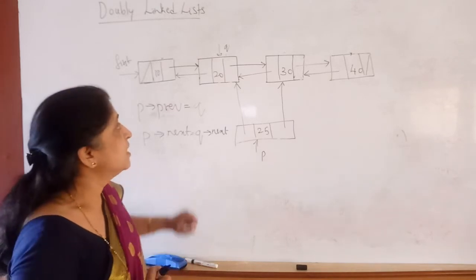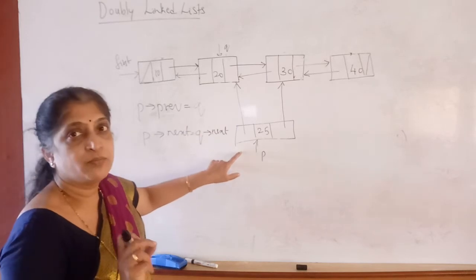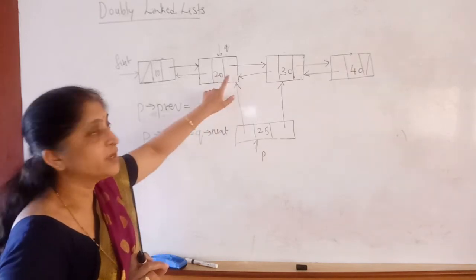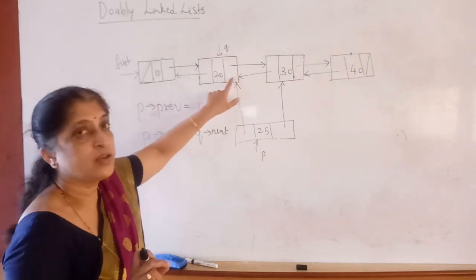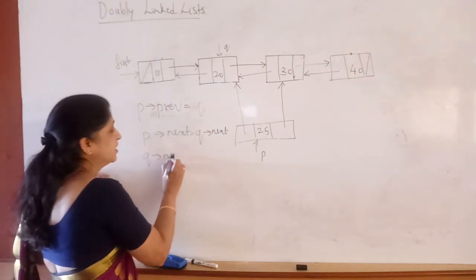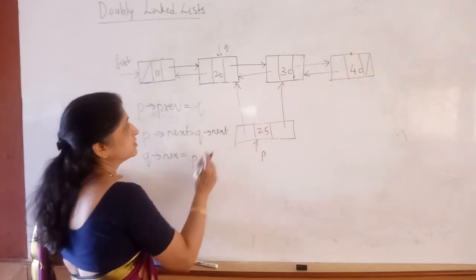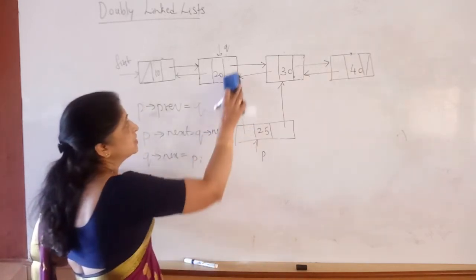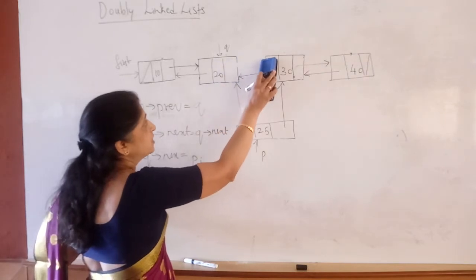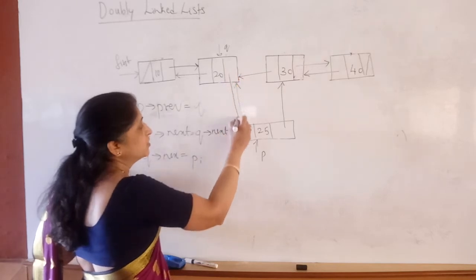To insert that, I have to make the node with the data 20 point to P. Then how do I get the address here? Q next. That is, I write Q next is equal to P, which is this address. That means Q next is equal to P. So it is no more pointing to the node with the data 30. It will start pointing to this node.